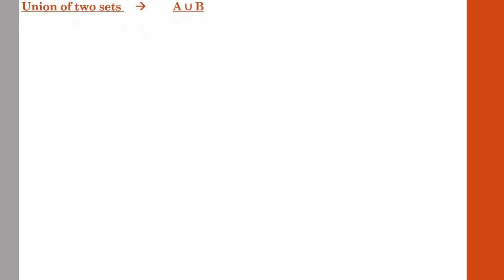Next one, union of two sets. Remember, whenever I say union, it means the elements of one set and the elements of the other set are combined together. It is known as union. When we come together, we call it union. Union of students, union of members, likewise. The sign used is U. A union B means all elements of A and all elements of B are combined together. That is the meaning of union of two sets.